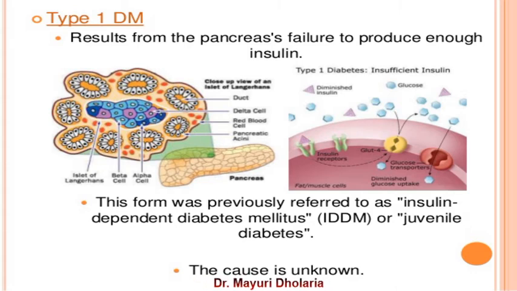It is also known as juvenile diabetes because this type of diabetes is mostly observed in juveniles. Juvenile means children of age less than 15 years. So this type of diabetes is mostly observed in children of age less than 15 years.